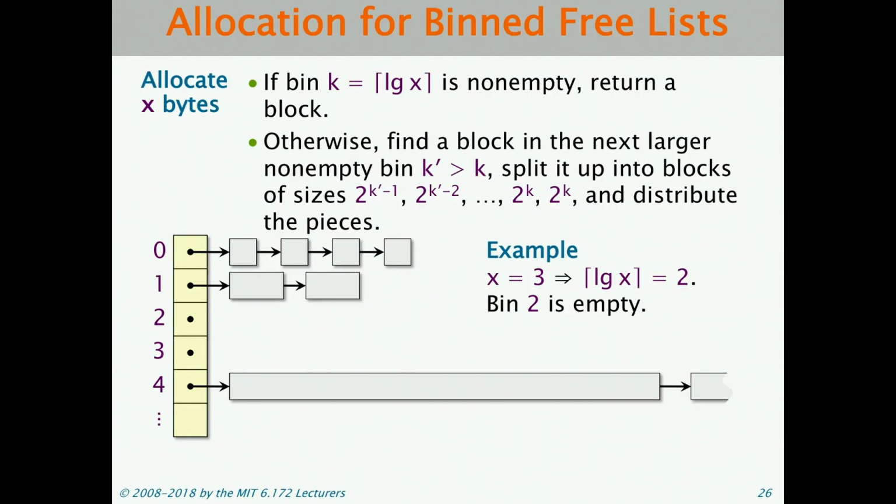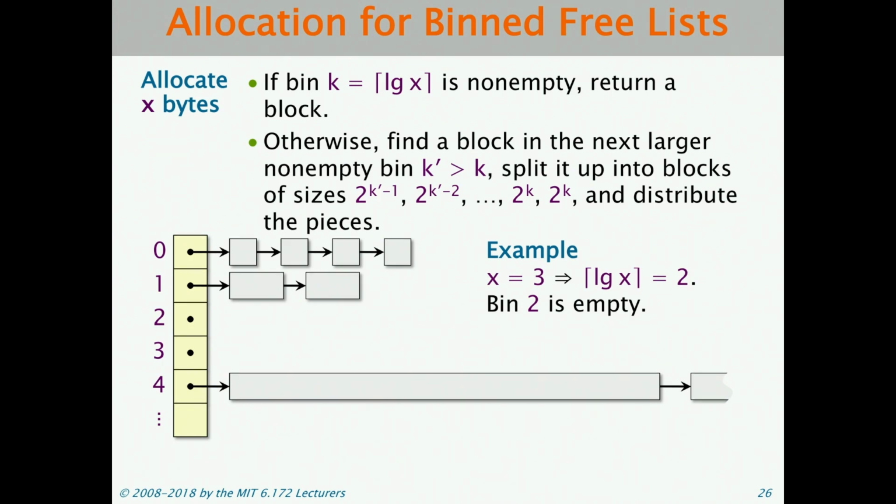And now let's look at how I'm going to allocate x bytes from a bin free list. What I'm going to do is look up the bin from which I should take a block. To get that, I'm going to take the ceiling of log base 2 of x. This is log base 2, so recall that LG is log base 2.